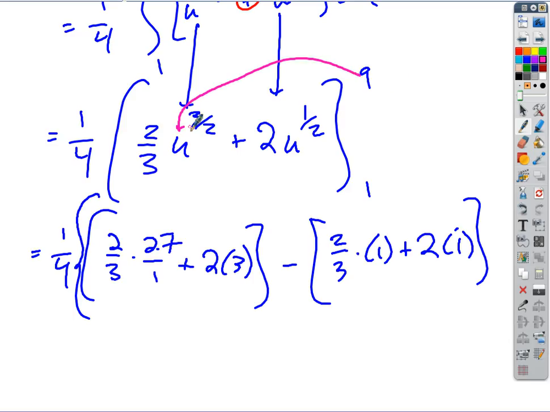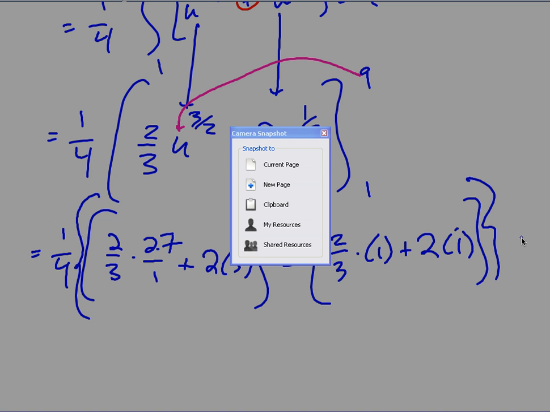And then I'm taking 1/4 times that whole thing when we're done. Now I've got to go to the next page.